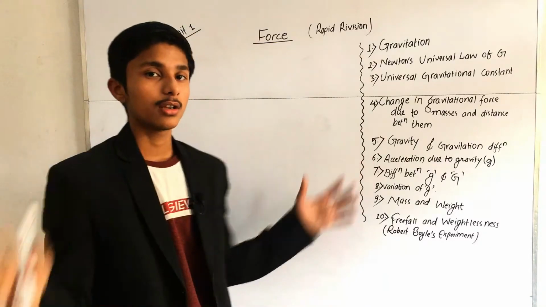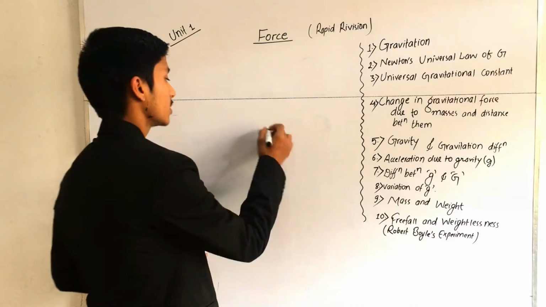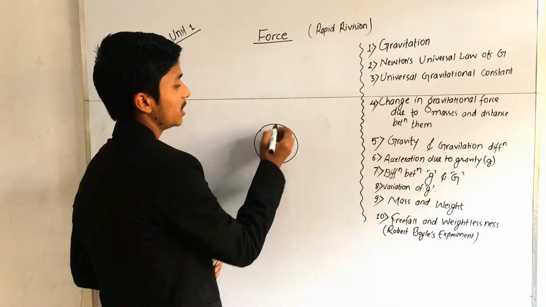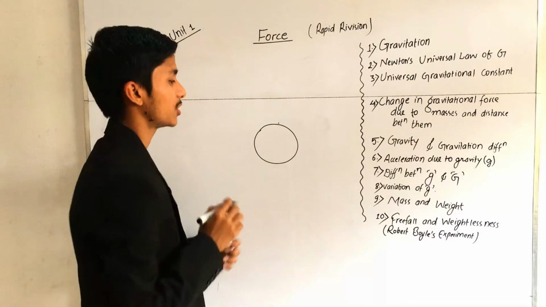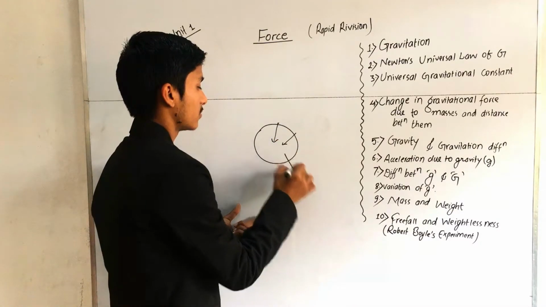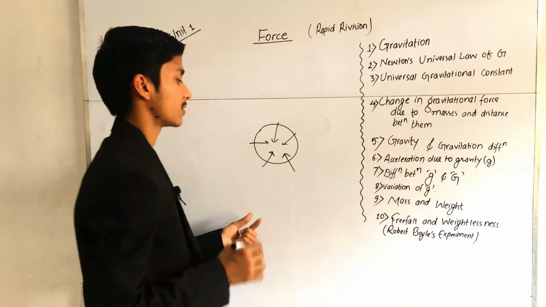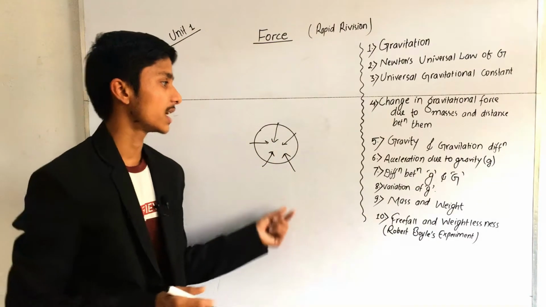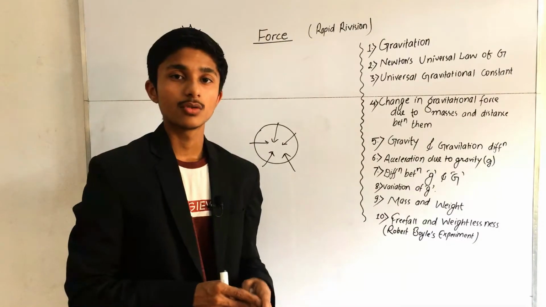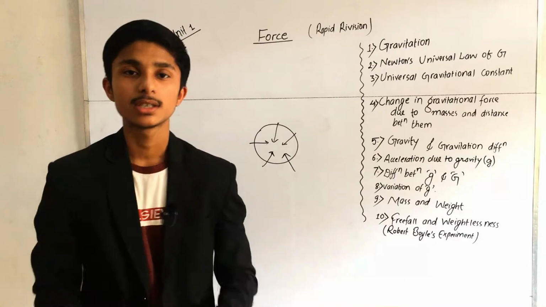We can see here Earth. Suppose this is Earth. When bodies are kept here, then Earth attracts them towards its center. It always attracts towards the center. So we can say this is the force with which heavenly bodies attract any other bodies towards their center.